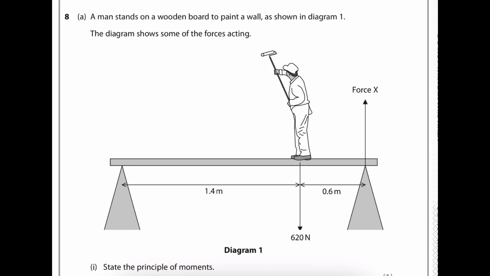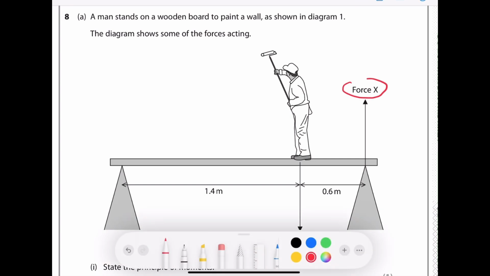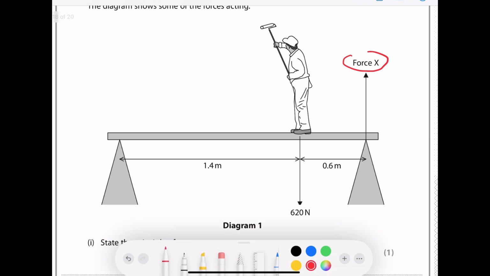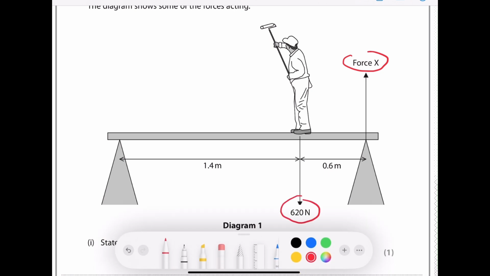Question 8. A man stands on a wooden board to paint a wall. As shown in diagram 1, the diagram shows some of the forces acting. When I look at the question, there is another force here, which is the weight of the man while standing on the wooden board. And the examiner has given us two values of distances, and there is a reference point here. You might say this is my reference point.